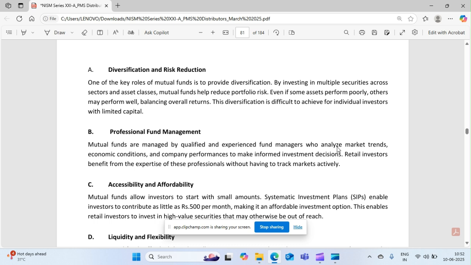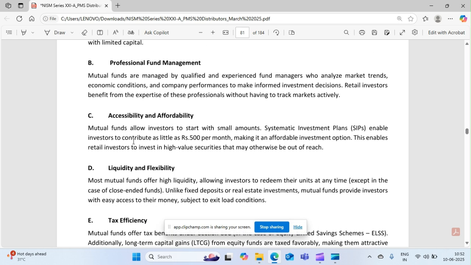So they help in diversification and risk reduction. The core of mutual fund is: do not put all your eggs in one basket. So it's a very diversified investment. Professional fund manager means you have the experts who will be managing the funds for you. Accessibility and affordability, which means you can start these investments with a very small amount also. You don't need a really big amount, correct?